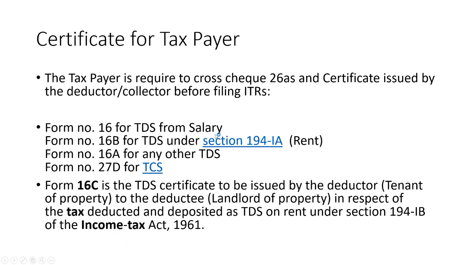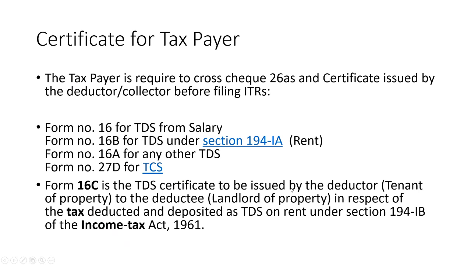Form 16 is for salaries, 16B for TDS under section rent, then 16A for TDS on other payments. This is for TCS, Form 27D. These are all tax deduction certificates which will appear in 26AS before filing. This is to be checked.